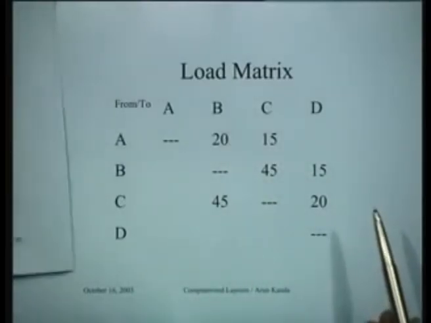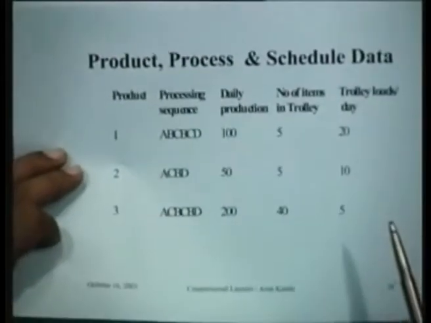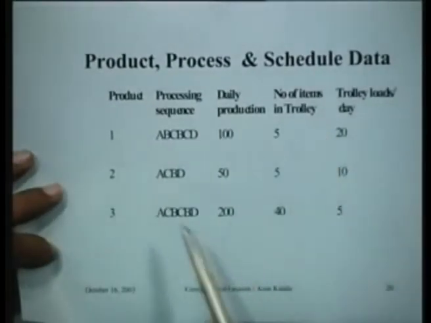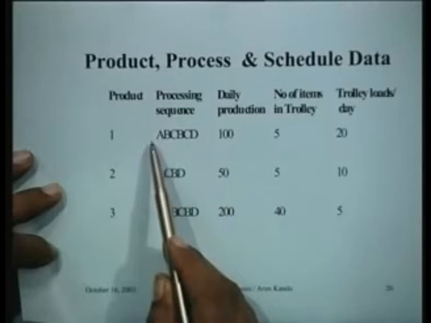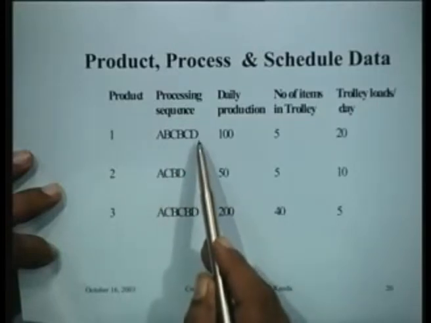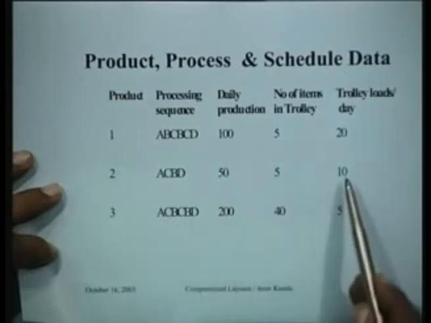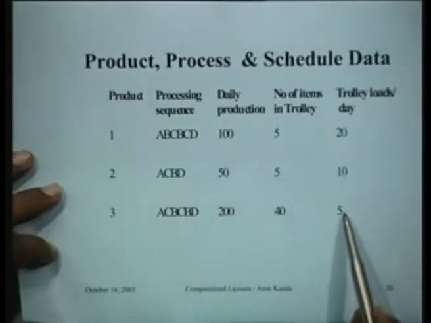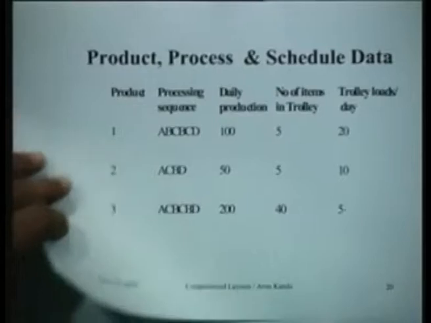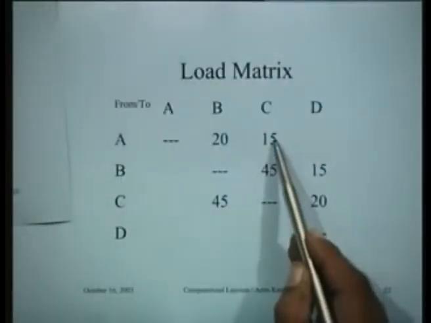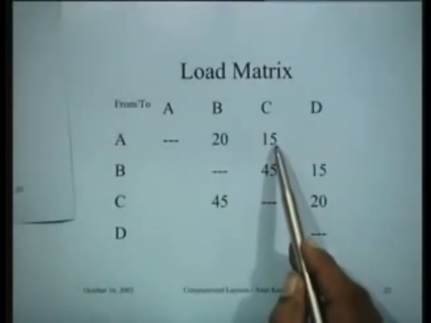Similarly, I look at A to C. What happens in A to C? Look at this diagram again. A to C does not occur in the processing sequence of product 1, but you have A to C here and A to C here. So the total movement from A to C is going to be 15 units. So I put 15 units as the movement that takes place from A to C.